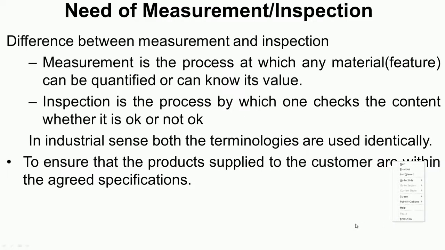Now let us try to understand what is the need of measurement or inspection. Now let us try to understand what is the difference between measurement and inspection. So in the manufacturing area, we need to produce various kinds of components having various types of features like depth, length, breadth, surface finish, parallelism, etc. Now all these features we have to measure and we have to quantify them. So such a process is called measurement. Sometimes we have to inspect the workpieces to just accept or reject, whether the workpiece is okay or not.